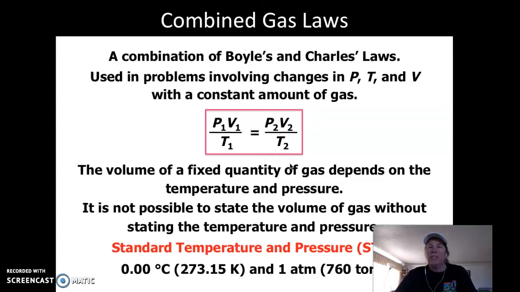When we talk about standard temperature and pressure, because sometimes they'll say a gas is at standard temperature and pressure, what that means is the temperature is 273 and the pressure is 1 atmosphere. You don't have to use the exact decimal, but I'm okay with you just using 273. Standard pressure is either 1 atmosphere or 760 torr. They equal each other, and most of the time they use 1 atmosphere.